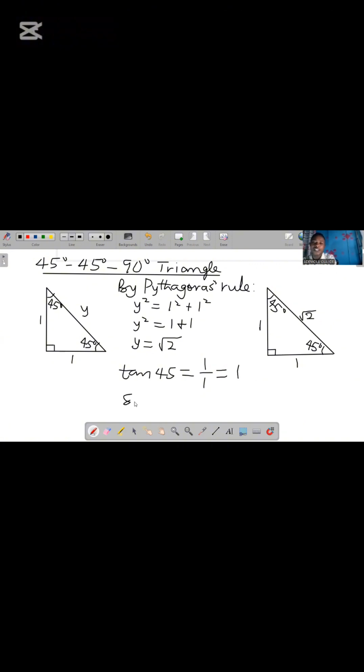And if it is sine 45 degrees we want to find as well, sine is opposite over hypotenuse. That is 1 over root 2. Which, when it is rationalized as well, we multiply both numerator and denominator by root 2. It's going to give us root 2 over 2.